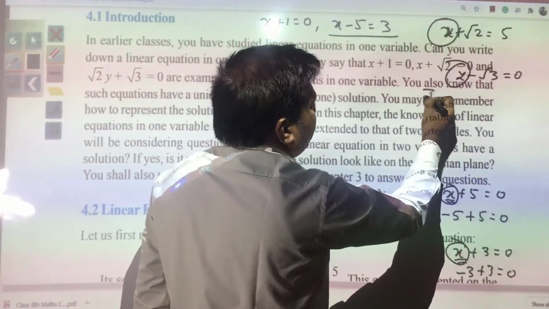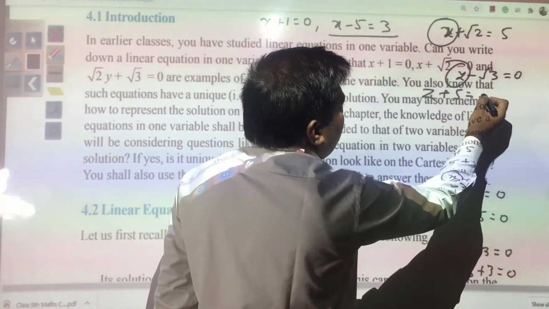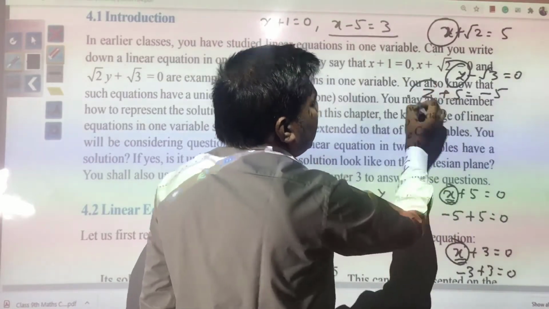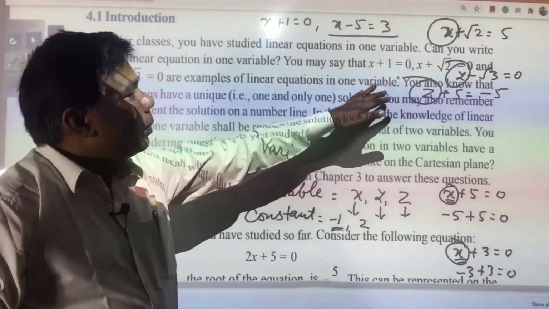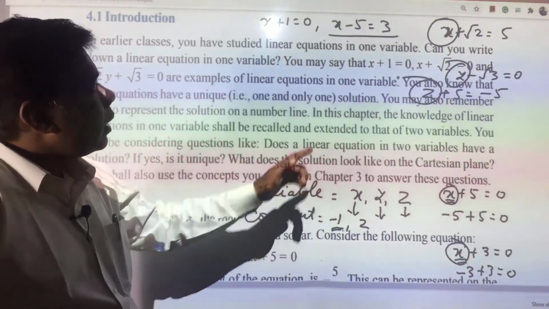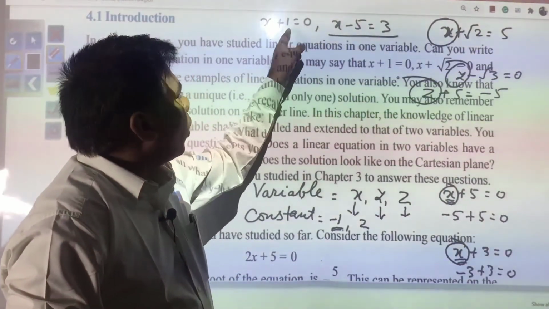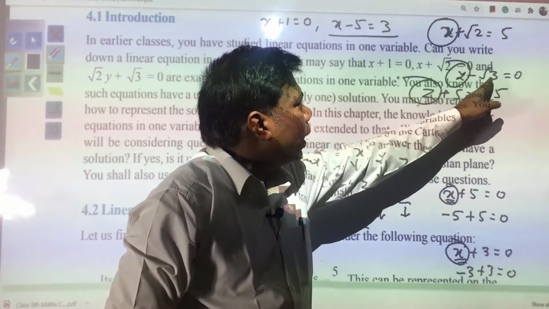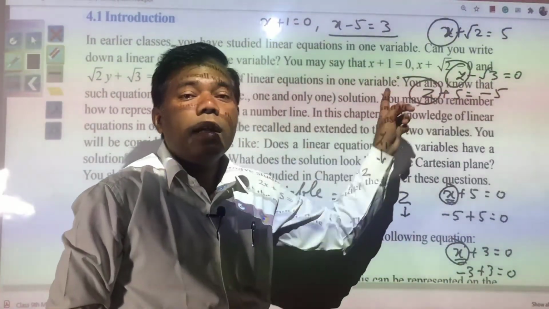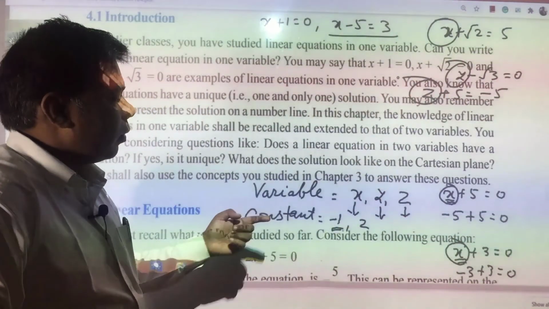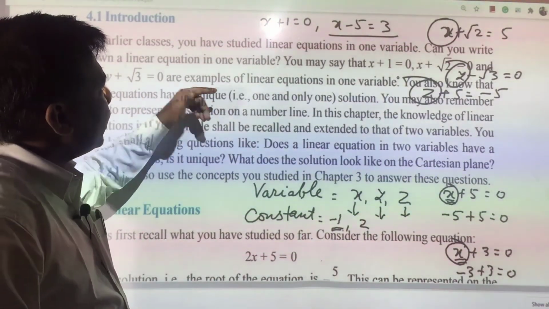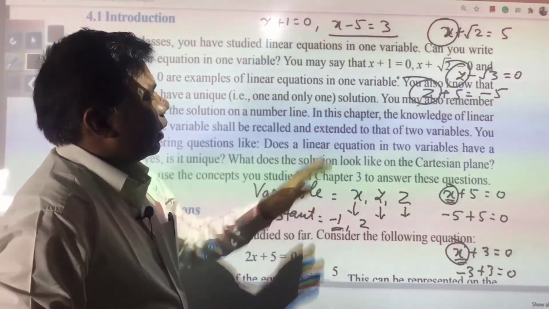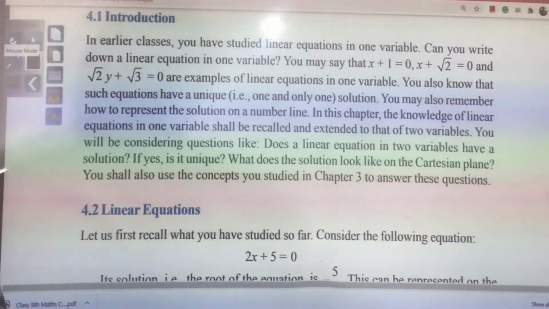If suppose you have z plus 5 is equal to minus 5, in this case z is your variable term. So, these will be called variable terms, and here minus 5, 1, root 2, minus root 3 and 5 are constant terms or non-variable terms. So, already you have learnt linear equations in one variable.